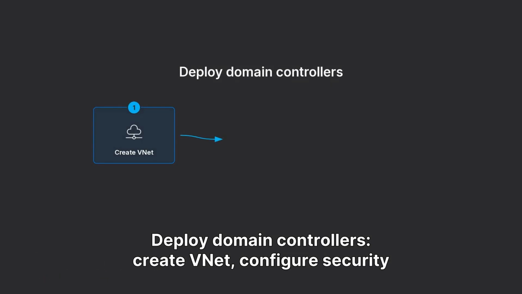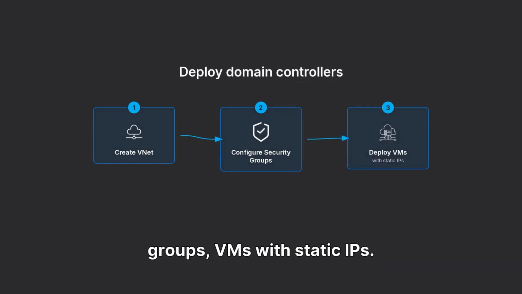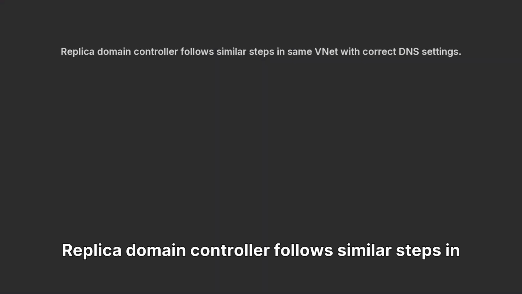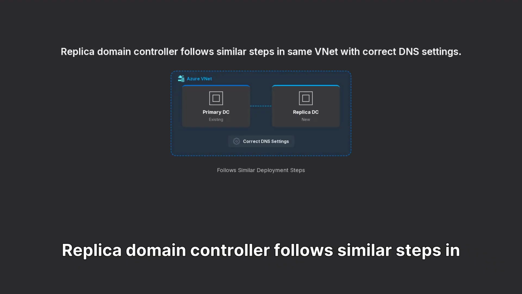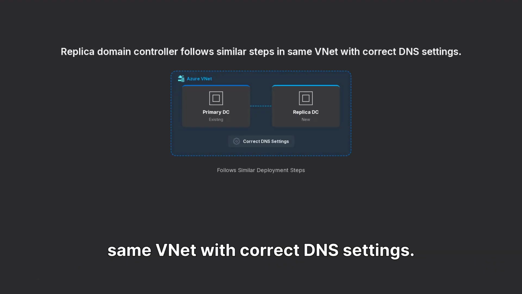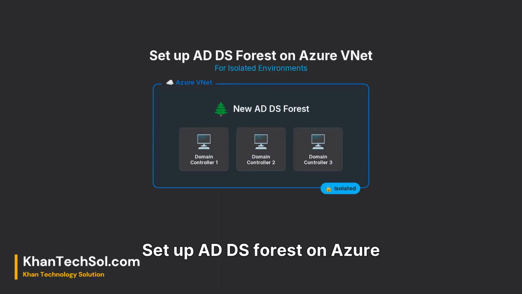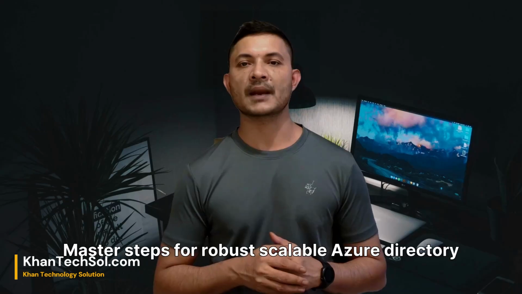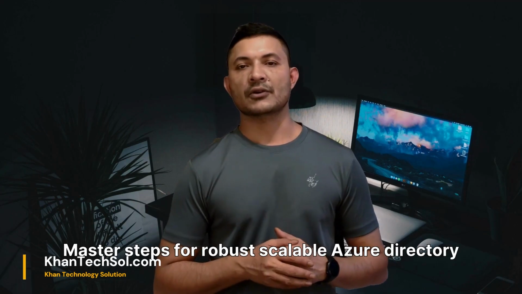Deploy domain controllers, create a VNet, configure security groups, and VMs with static IPs. The replica domain controller follows similar steps in the same VNet with correct DNS settings. Set up an ADDS forest on an Azure VNet for isolated environments. Master steps for robust, scalable Azure directory services.